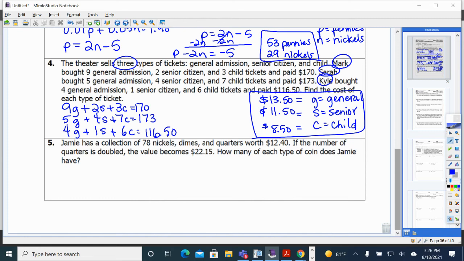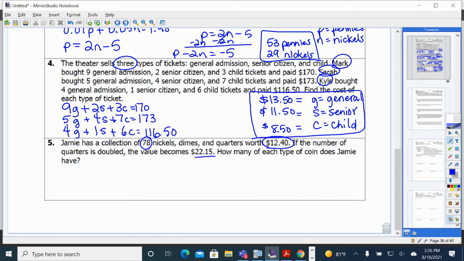We know that we have total 78. The number of nickels plus the number of dimes plus the number of quarters is going to equal 78. We also have a total value for all of those. So we need the value of each of those nickels, dimes, and quarters in order to set up another equation. So one equation is going to be equal to 78. One equation is going to be equal to $12.40. Then you have your third equation, because you're dealing with nickels, dimes, and quarters. You have three unknowns. We need three equations. The third equation is going to have something to do with this $22.15.